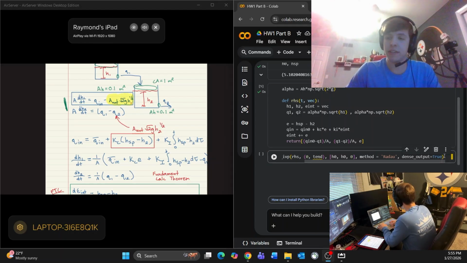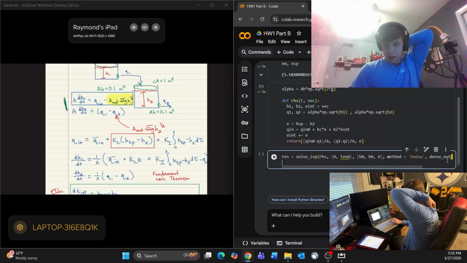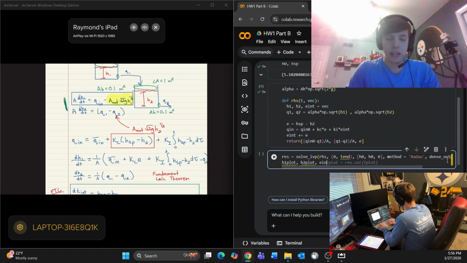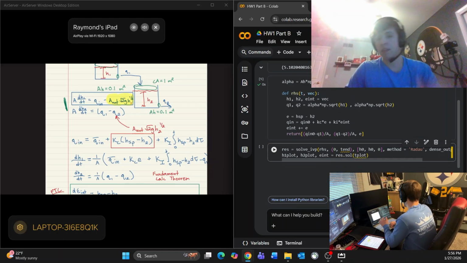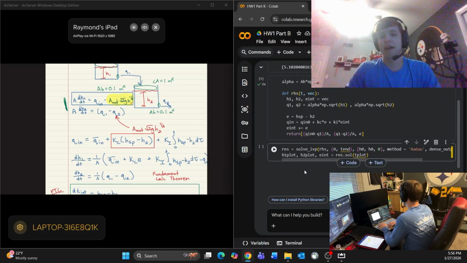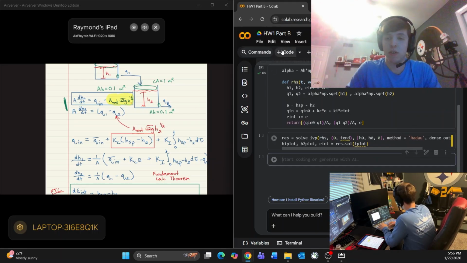Once we have coded this for our solve IVP, we're going to then hit enter. And then we're going to apply H1 plot, H2 plot, and our E integrand is equal to res.sol(tplot). So this allows us to solve our IVP, and then our tplot actually allows us to put this into graph format or a plot.